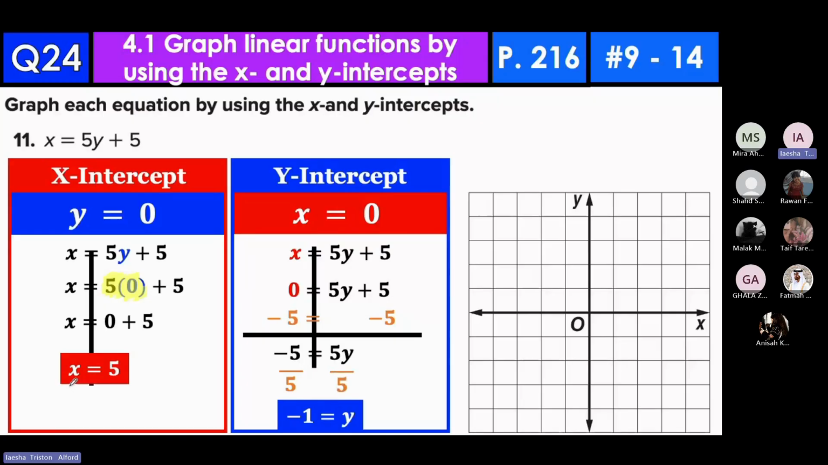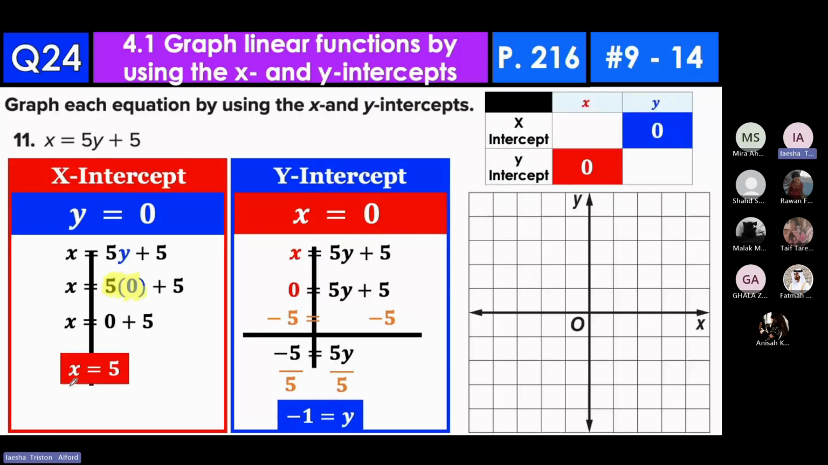Part 3, it's time to draw the table and put the points in the graph. So our x-intercept is positive 5. Are we going left or going right? Should be right. So starting at 0, you're going to go right 1, 2, 3, 4, 5. Put the point. Make sure you label it. Positive 5 and 0.